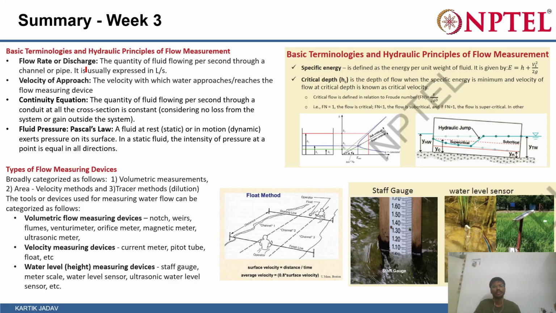Flow rate or discharge is the quantity of water flowing per second through a channel or pipe. Then velocity, which we can also calculate by certain approaches that we have looked at, such as the area-velocity method or the current meter method. So there are different approaches.